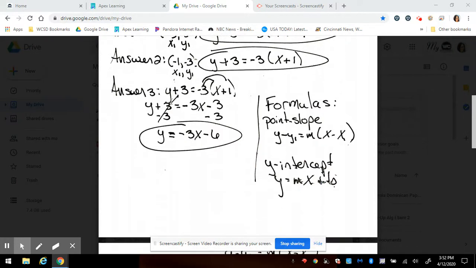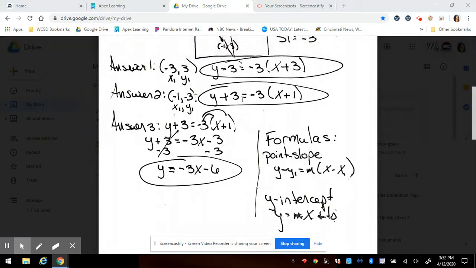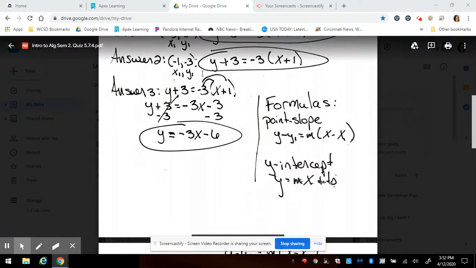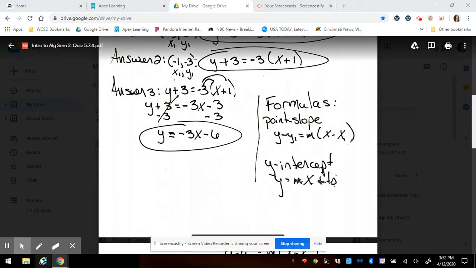Now, here's that third answer. You can use either one of these equations, and we'll look at that in depth a little in a minute. But I went ahead and I used this last one here. So we're going to use this equation, the y plus 3 equals a -3 parenthesis x plus 1.